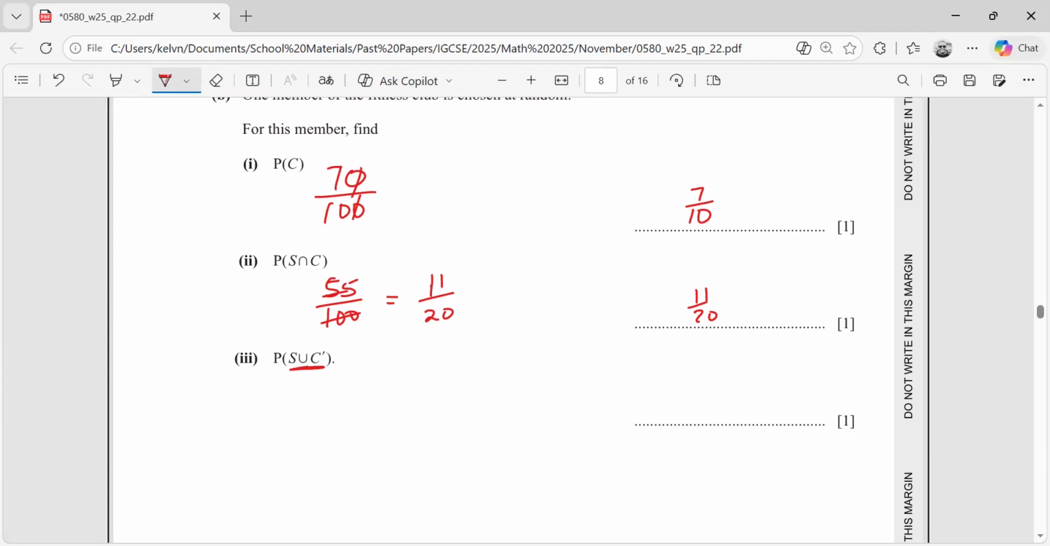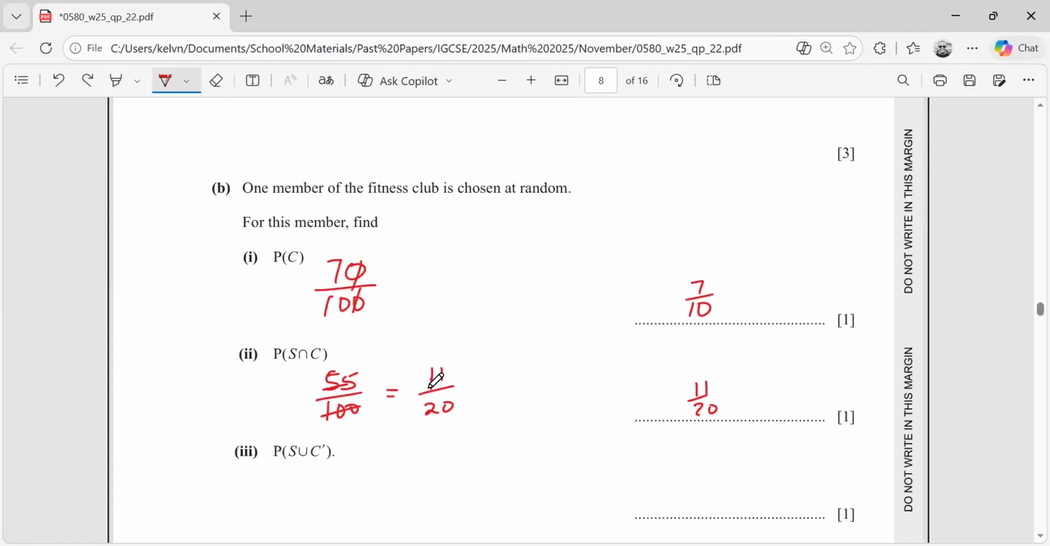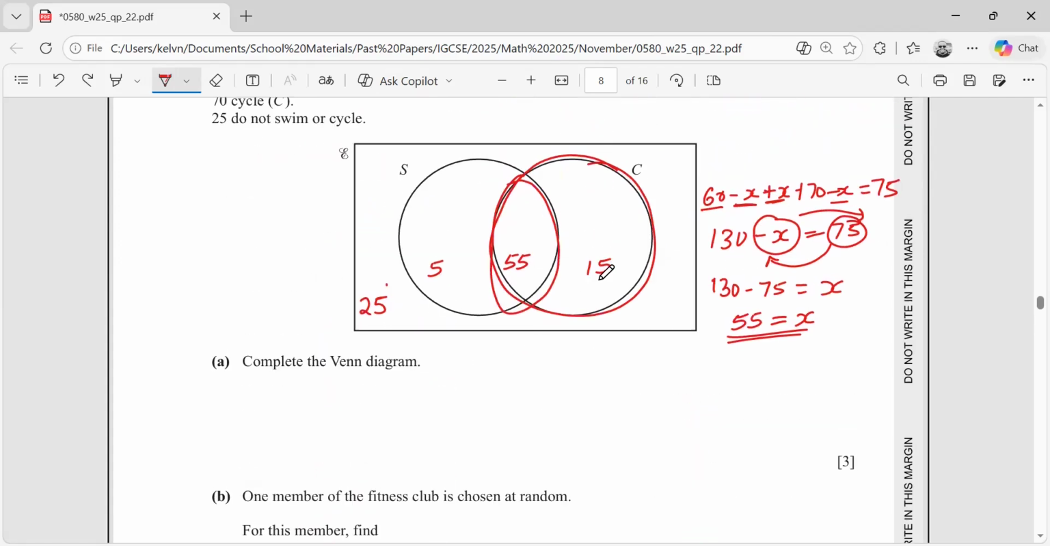So we are going to only ignore the members who do cycling only. Make sense? So usually this is what that means. S union not C: always take that as those who don't do that activity only. And clearly, if you go back to our Venn diagram, we can see that the people who do only cycling, there are 15. So these are the members we are going to omit. I hope that makes sense.